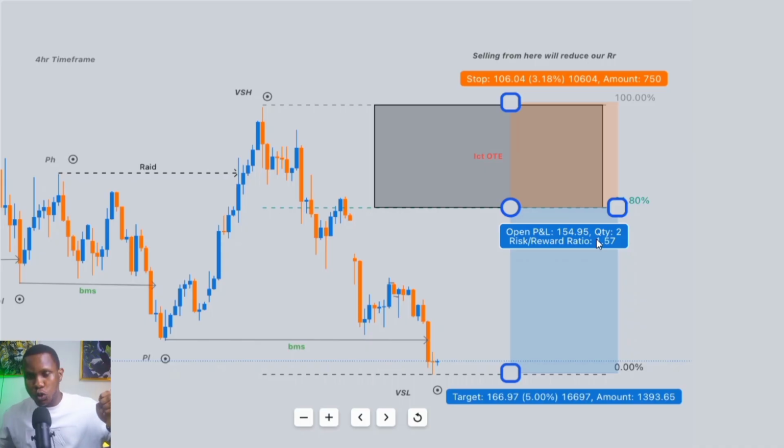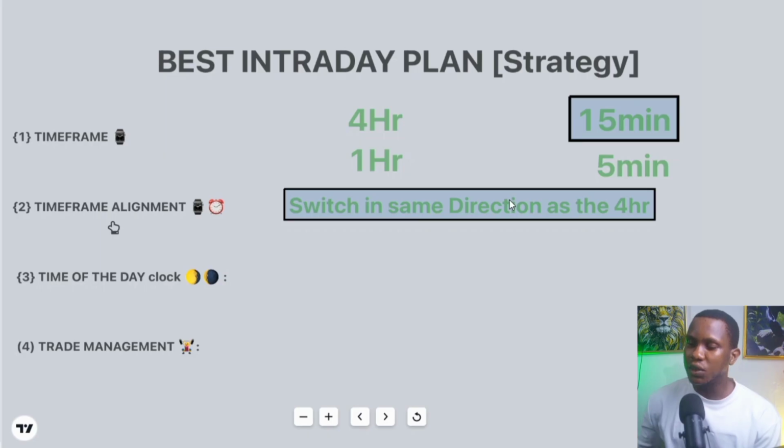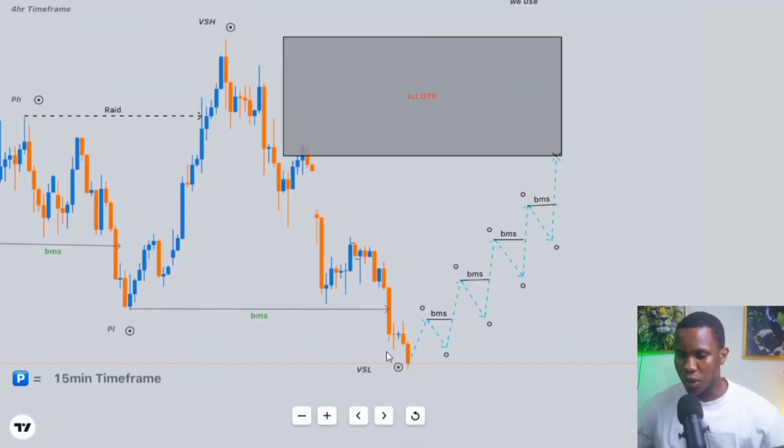That's why we have to use number 2, time frame alignment. What we want is we want 15 minutes time frame if you're using the 4-hour, or 5 minutes time frame if you're using the 1 hour. So we want the 15 minutes time frame to switch in the same direction as the 4-hour. So this is what I mean.